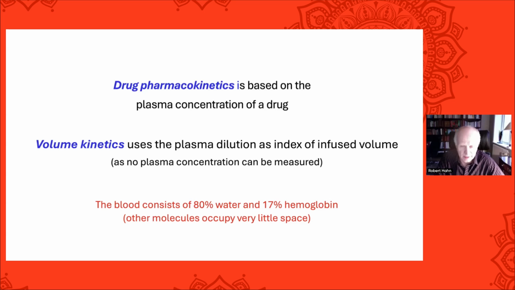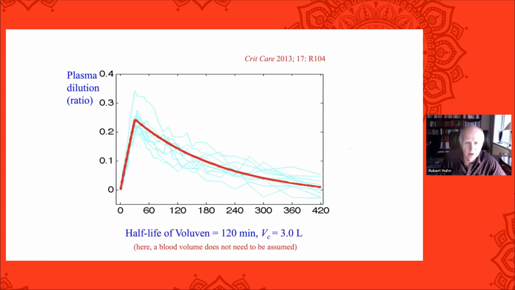But we do have an idea here that volume-wise, the blood consists of 80% water and about 17% hemoglobin. We can say that if the water content of the blood increases, this has to decrease. So if we have dilution of this water component based on that we add water, then we can capture it by the decrease in the hemoglobin concentration. And that is what we use in volume kinetics.